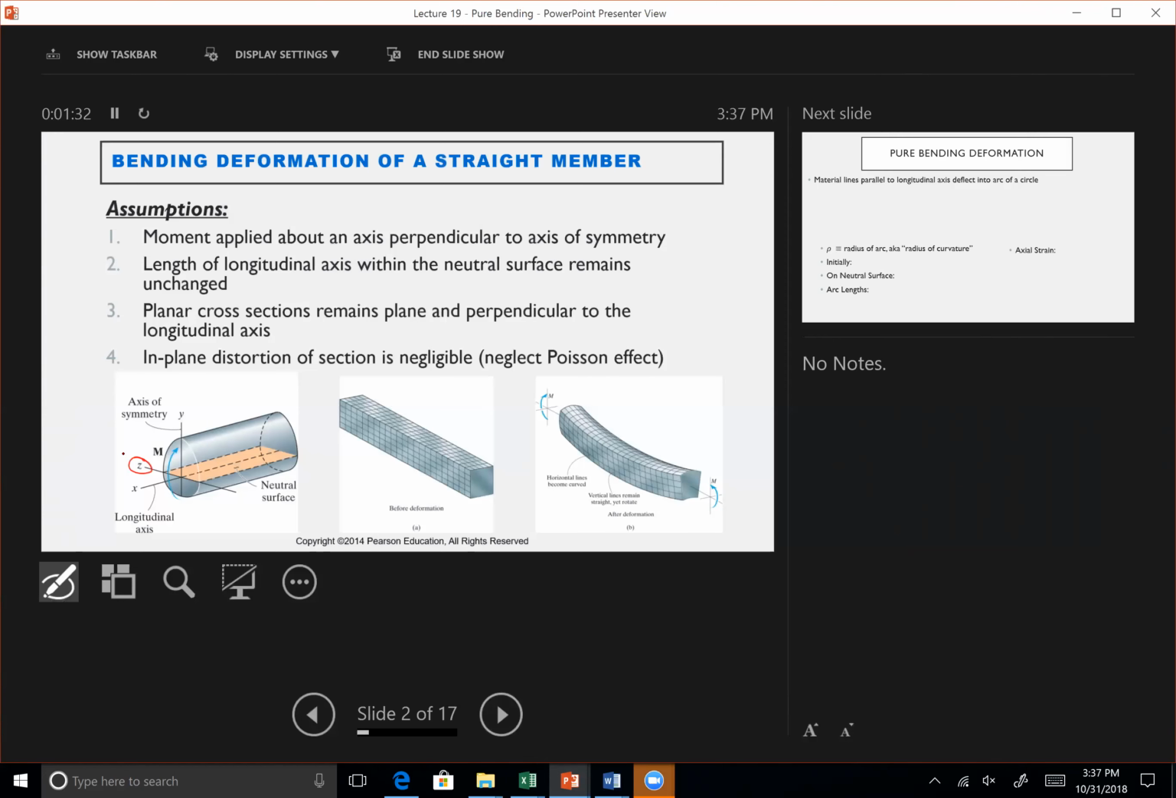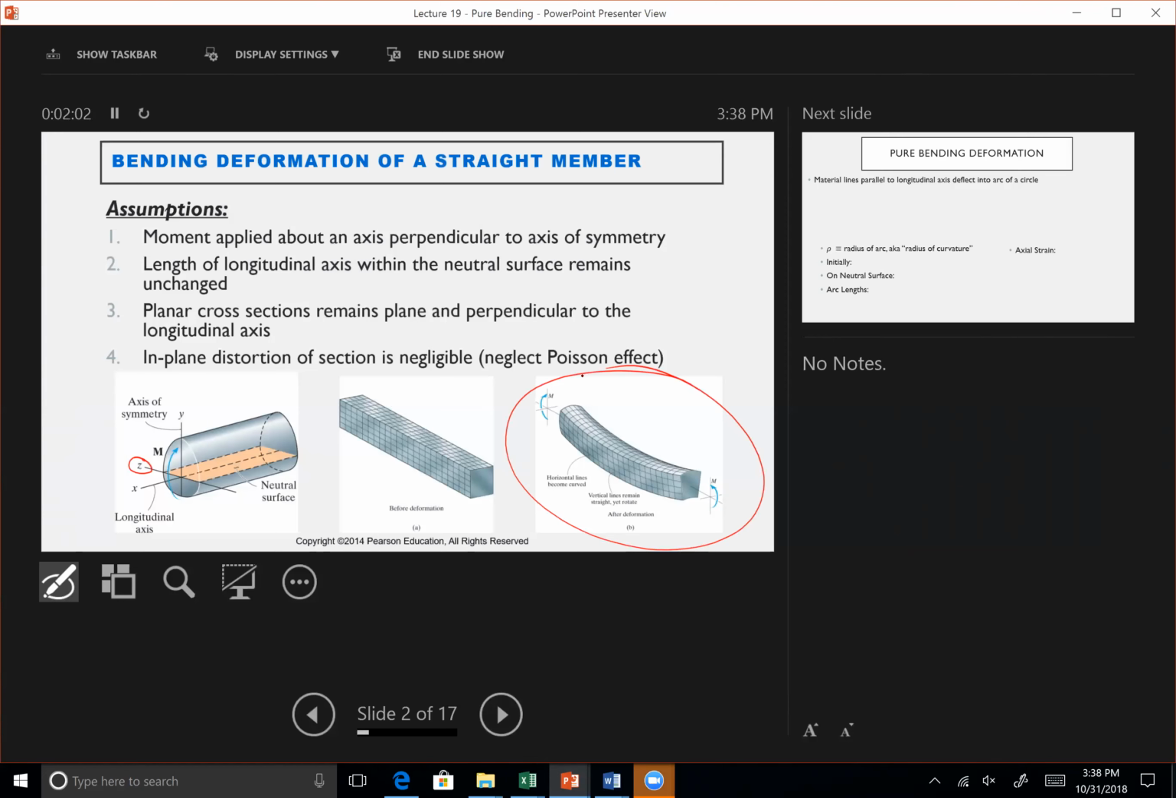This particular figure, I think, is symmetric in two directions. But anyway, then we're applying a moment about that axis. So we're applying a moment that causes the beam to deflect into an arc shape, like you see here. So those two moments on either side cause it to deflect into a curved shape. So when we do that, the length of the longitudinal axis within what we call the neutral surface remains unchanged.